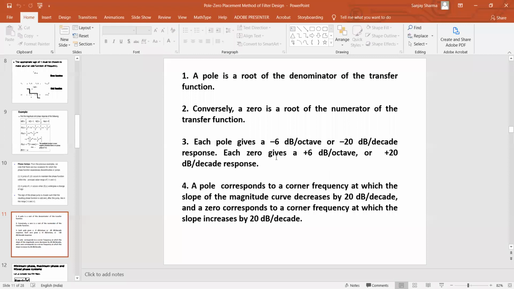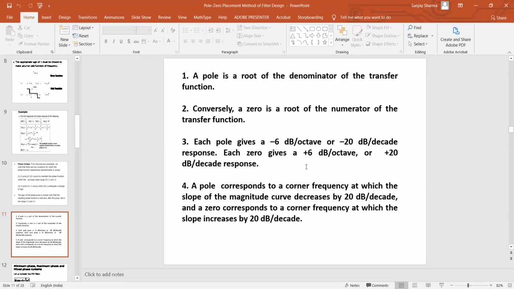But whenever you introduce a zero in the system, it gives a plus 6 dB per octave. So it gives a plus 6 dB gain in the curve per doubling of the frequency, and plus 20 dB per decade. The meaning remains the same. Is that correct? We will see in the next slide also how these things behave.